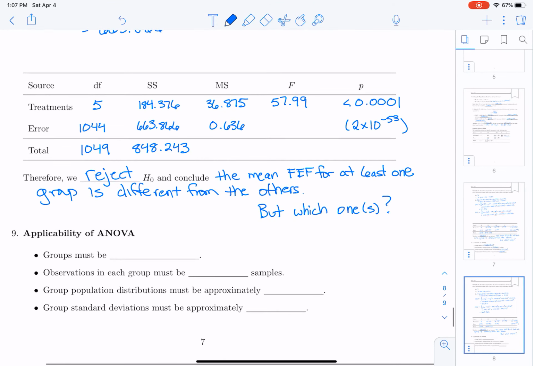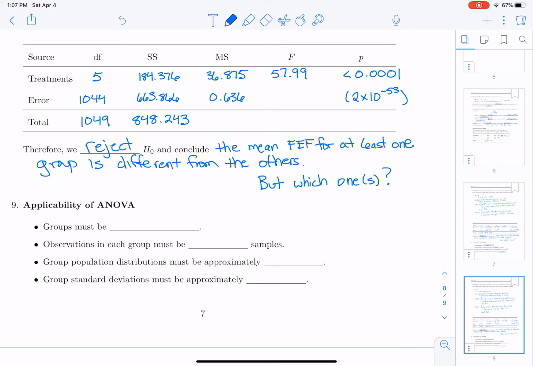So I want to conclude with, when can we use this ANOVA test? This is a test where we would normally want to do a t-test, but we have multiple groups. Those groups must be independent. The observations within those groups must be random samples. The group population distributions must be approximately normal. So we either have to have a large number of observations or the underlying distributions are going to have to be normal. And then finally, this one's a little bit different: group standard deviations must be approximately equal.